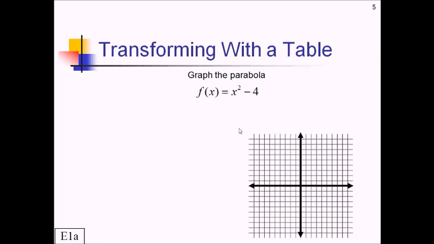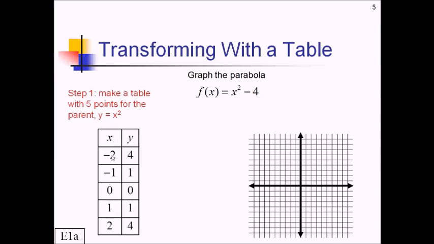We're going to take a look now at the process for performing translations using a table on something in vertex form. So first step to this, you want to make a table for the 5 points that go with that parent function, y equals x squared. And this is just all the x values from negative 2 to positive 2 and the y values that go with them.